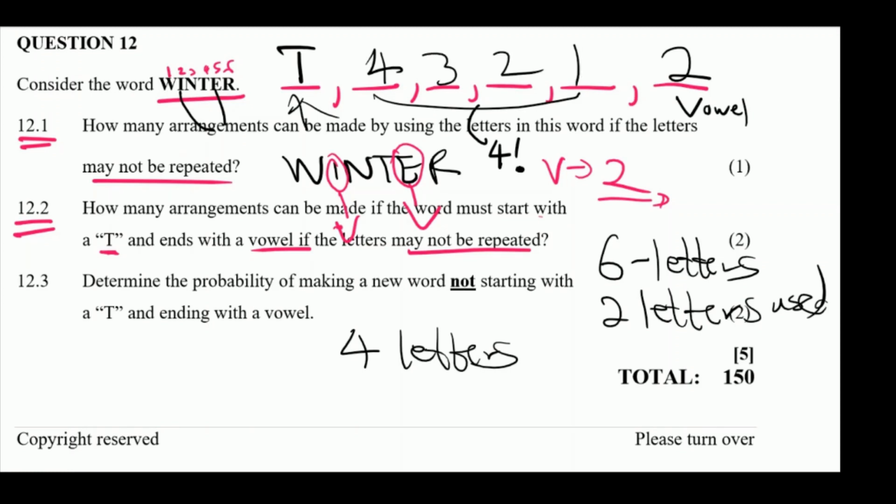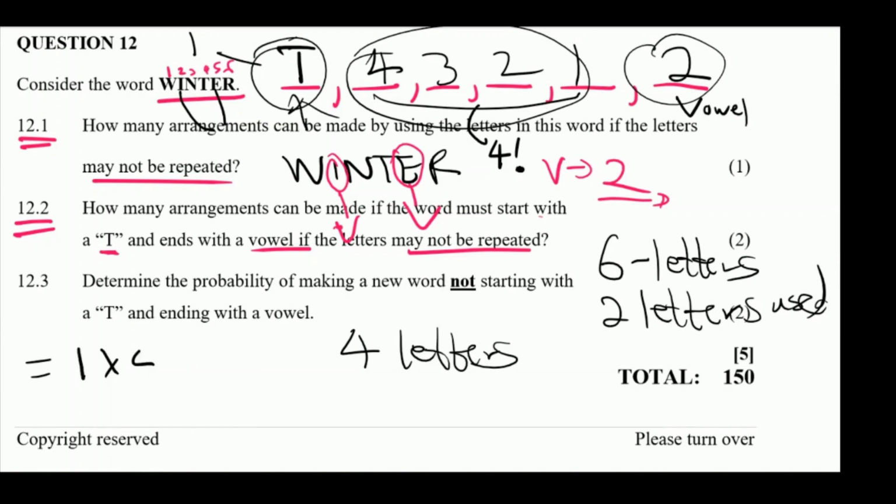So how do we find the solution? First, the T is just going to be 1, and then this is going to be 4 factorial, and then multiplied by these 2. So the solution for 12.2 is going to be 1 times 4 factorial times 2. So this would be your solution. You can punch it in a calculator and get your answer. So your answer should be 48. So 48 is the answer of this problem here.